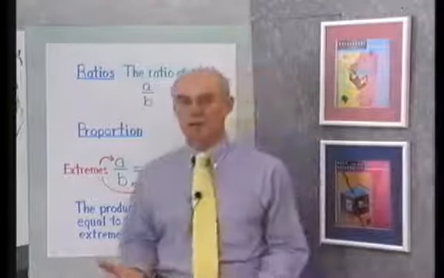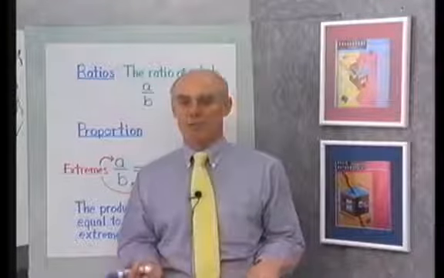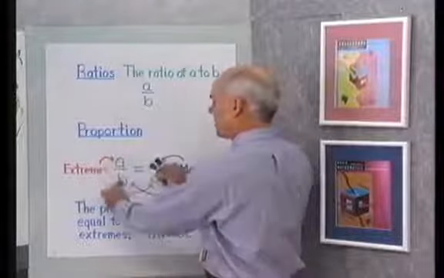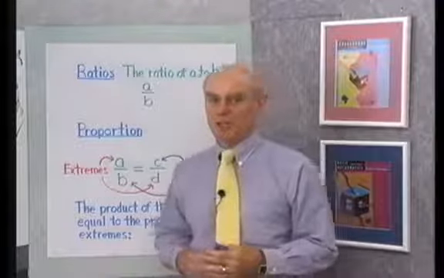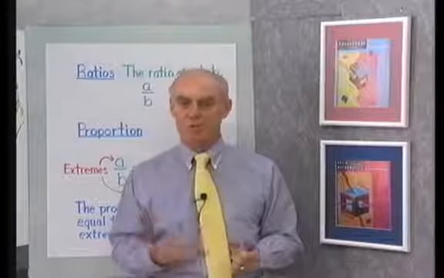I like to say the product of the means is equal to the product of the extremes, or you can say it the other way around. The product of the extremes is equal to the product of the means. This product right here and this product right here are always equal in any proportion. Now that's the property that allows us to solve proportions for one of the missing terms.